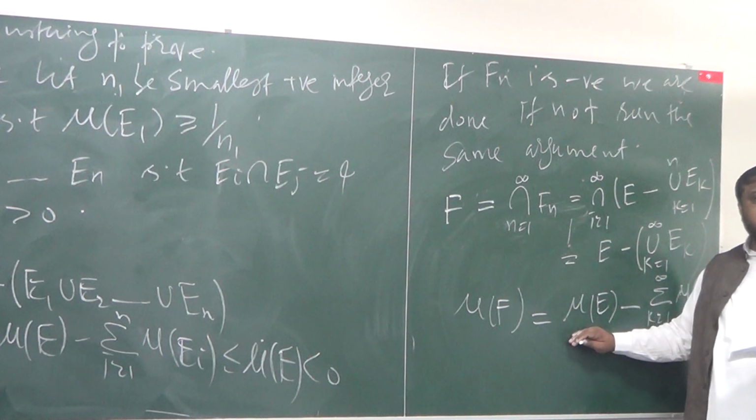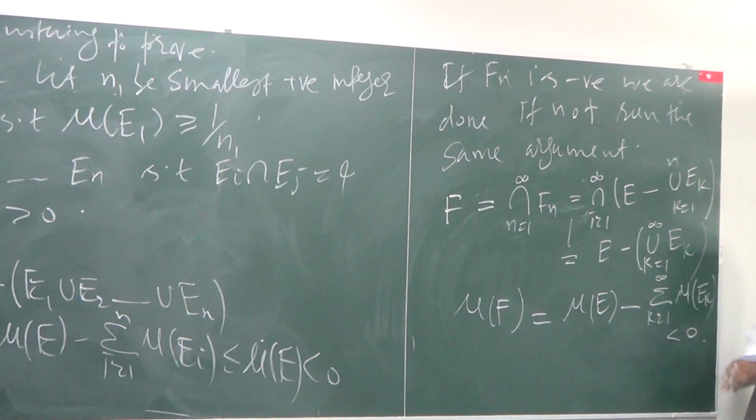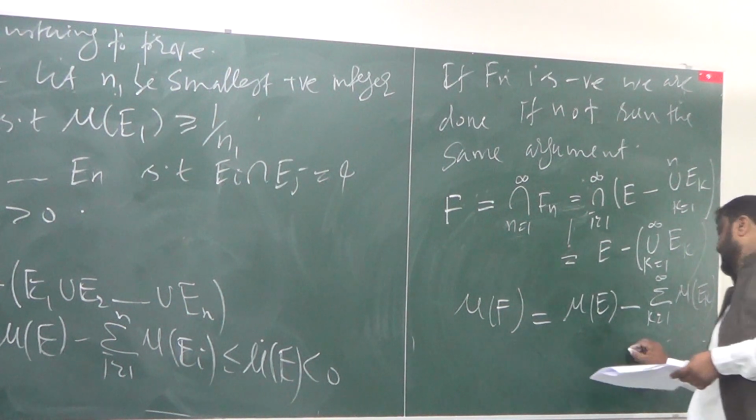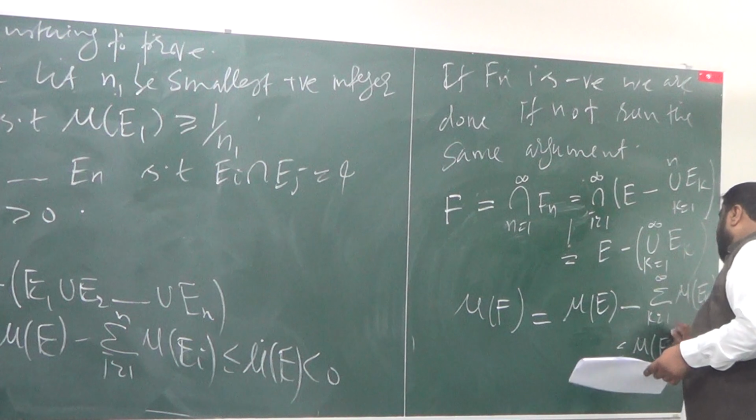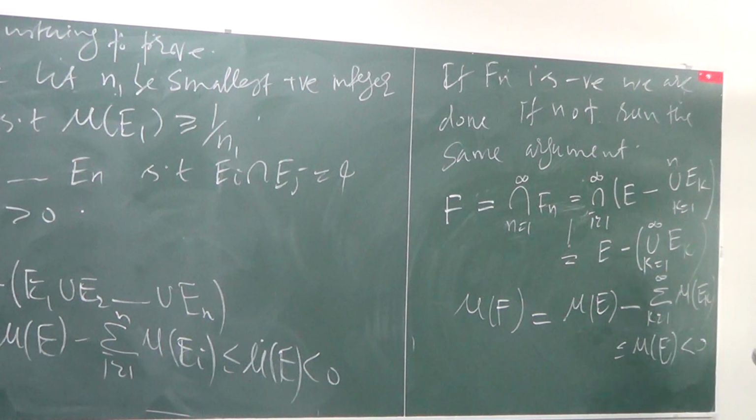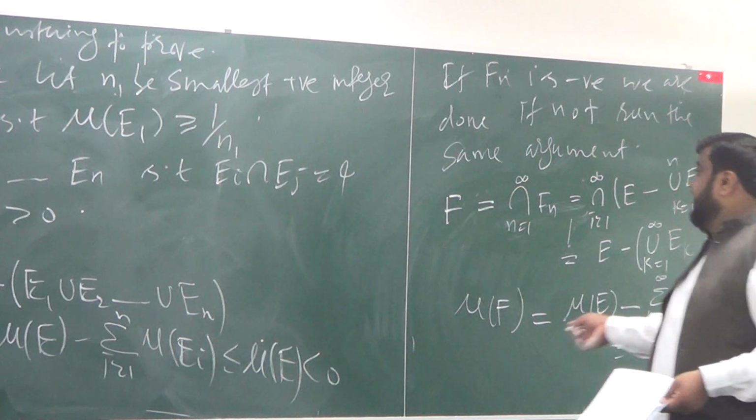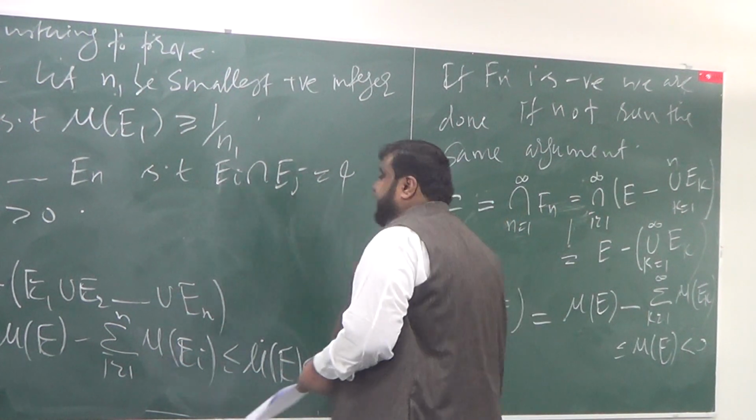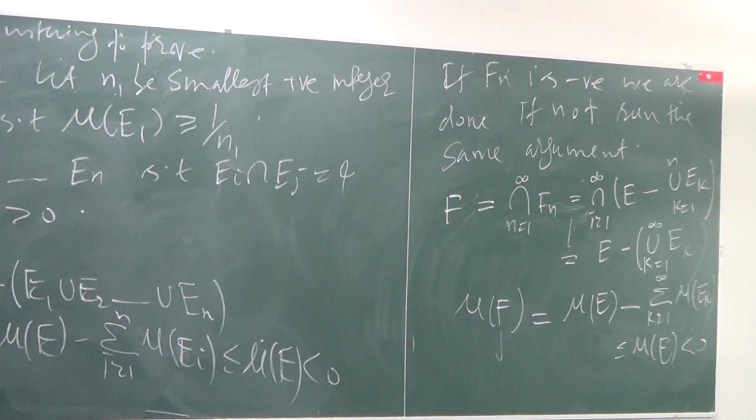Because this is negative and you are subtracting nonnegative terms, the measure is less than the measure of E, and that is negative. That's it. So F has a negative measure. The only thing that now remains to show is that F is actually a negative set. This is what we must show.